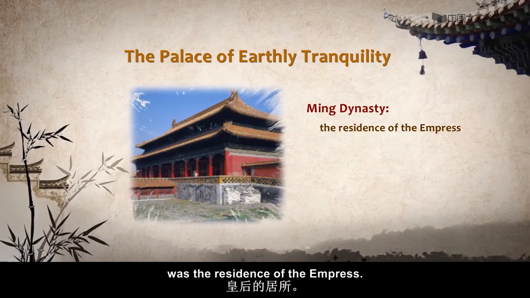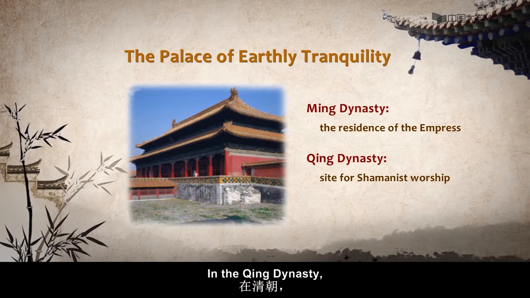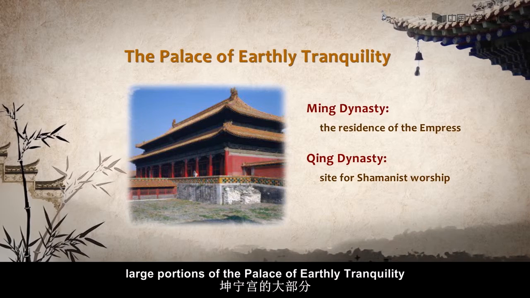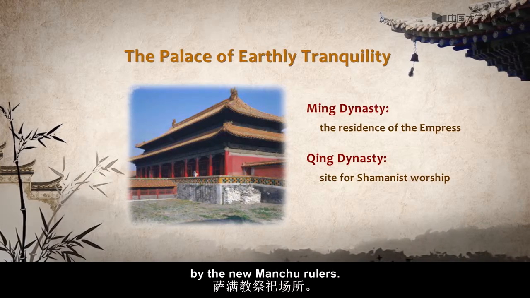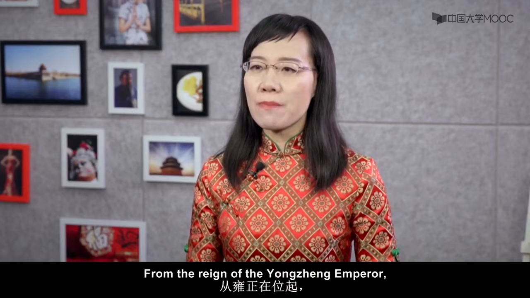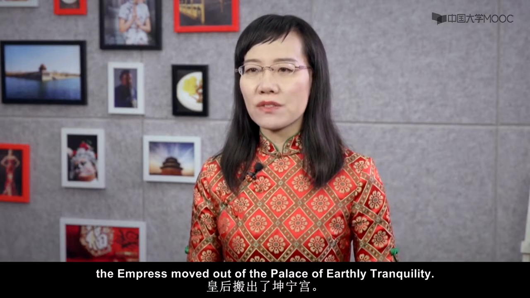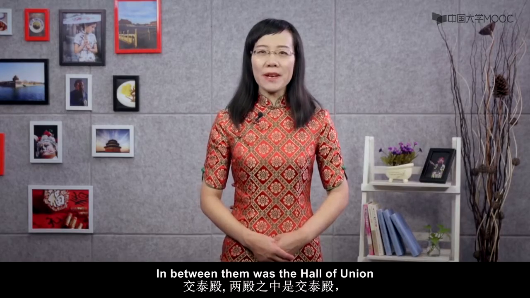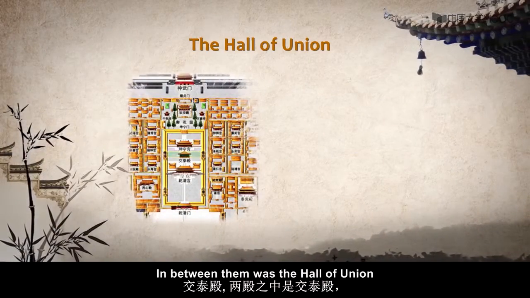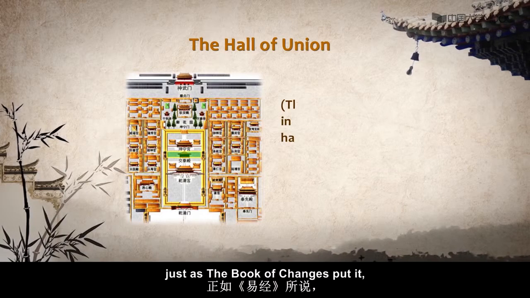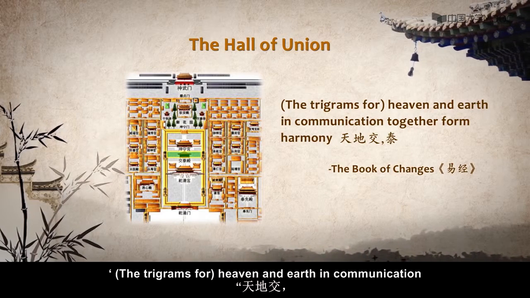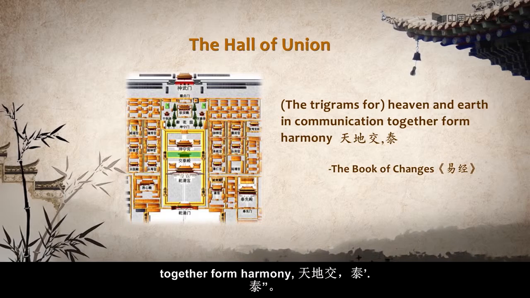In the Ming Dynasty, the Palace of Earthly Tranquility was the residence of the empress. In the Qing Dynasty, large proportions of the Palace of Earthly Tranquility were converted for shamanist worship by the new Manchu rulers. From the reign of the Yongzheng Emperor, the empress moved out of the Palace of Earthly Tranquility. In between them was the Hall of Union, Jiaotai Dian, where yin and yang mixed to produce harmony. Just as the Book of Changes put it, the Trigrams for heaven and earth in communication together form harmony.